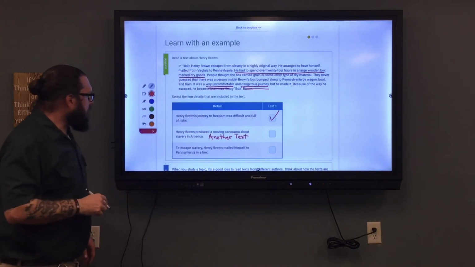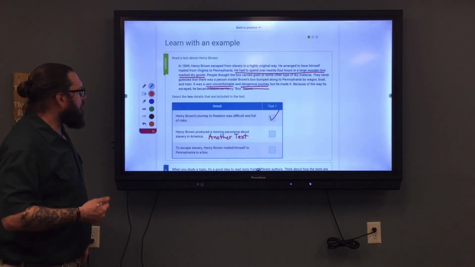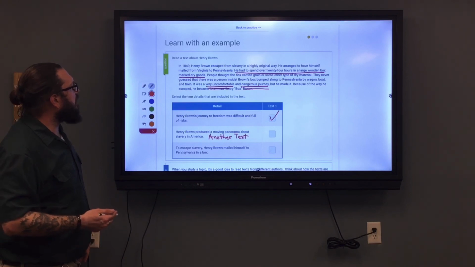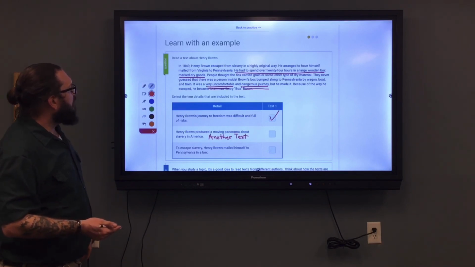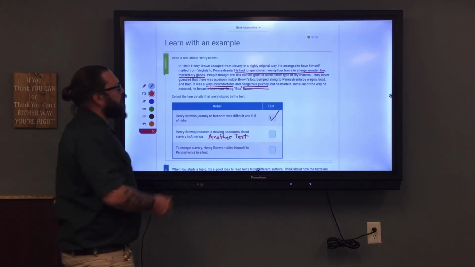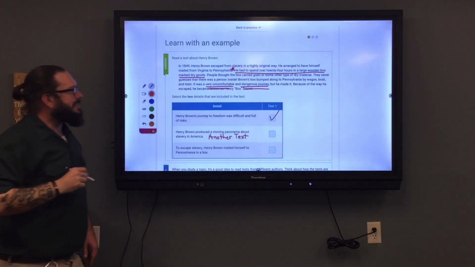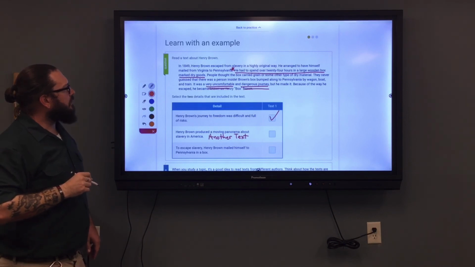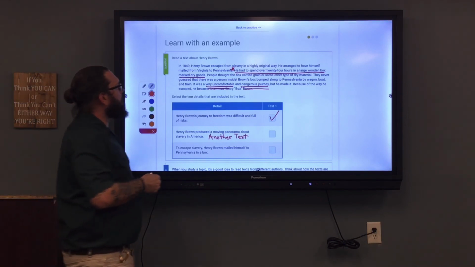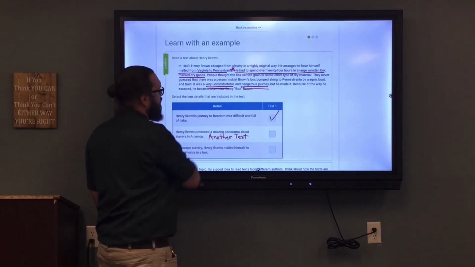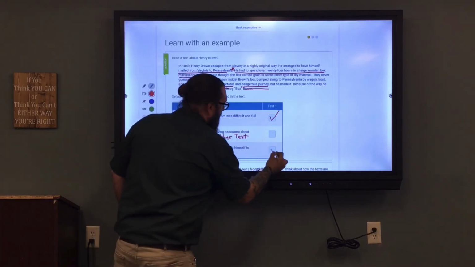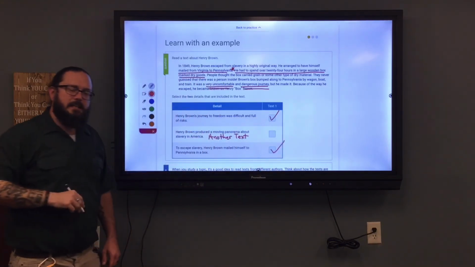And then finally, to escape slavery, Henry Brown mailed himself to Pennsylvania in a box. Well, we already marked that right here. That's what he did. He mailed himself in a box, mailed from Virginia to Pennsylvania. So that detail is included in this text.